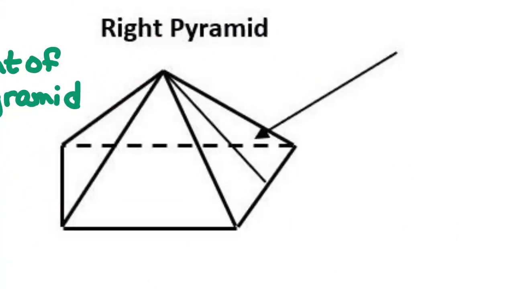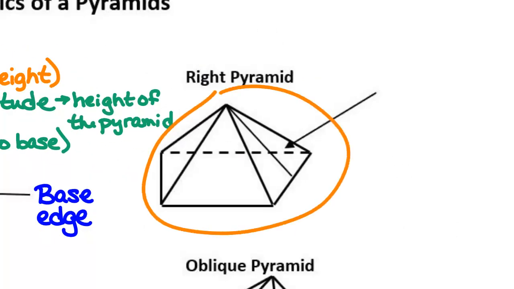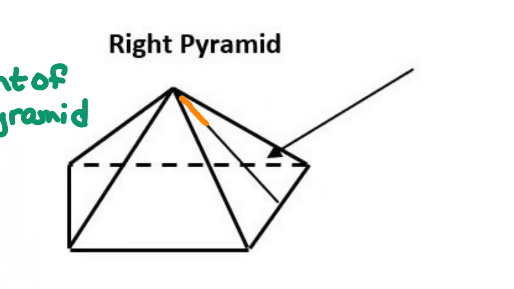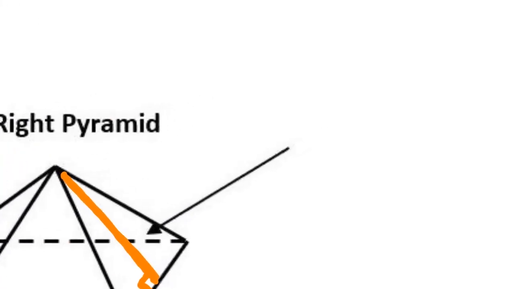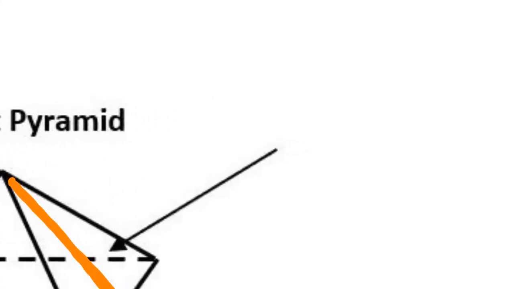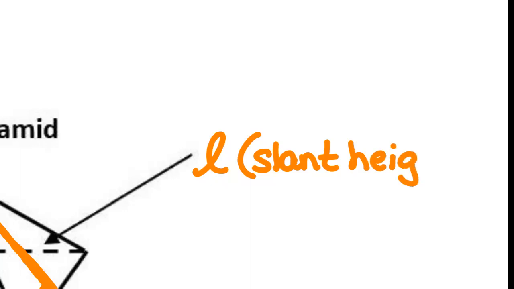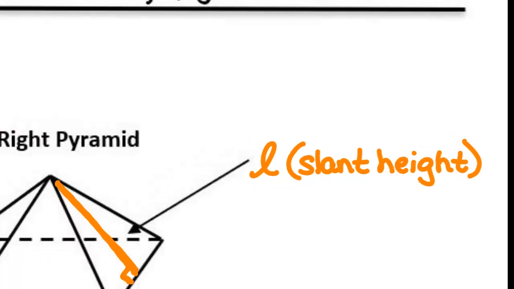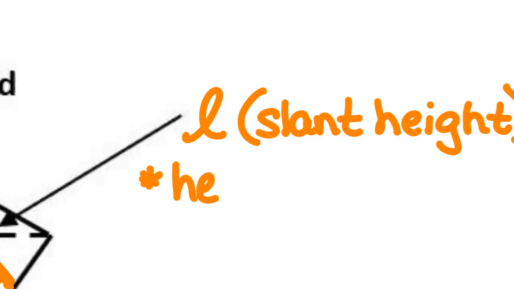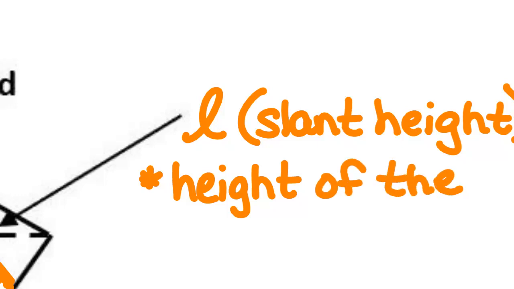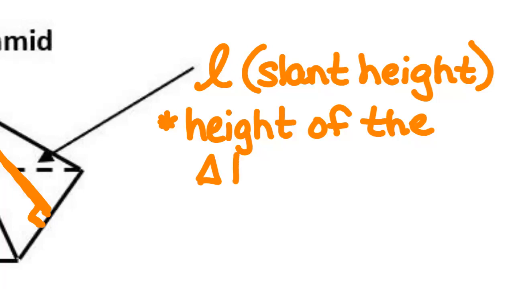And if you look over here at this other pyramid where I don't have so much writing going on, it's this line right here that the arrow is pointing to. It makes a right angle with my base edge. It goes right up to the vertex. So cursive L, that is slant height. This is the height of the triangular lateral face.